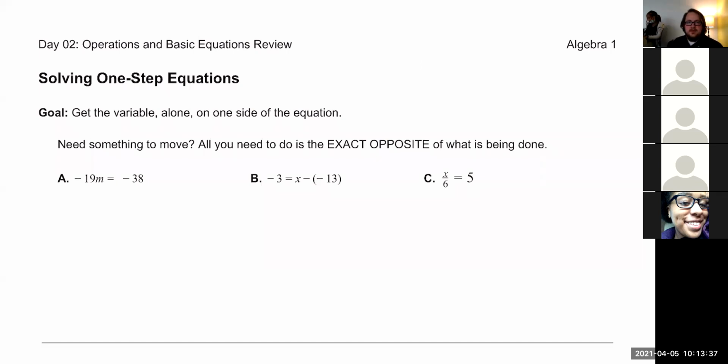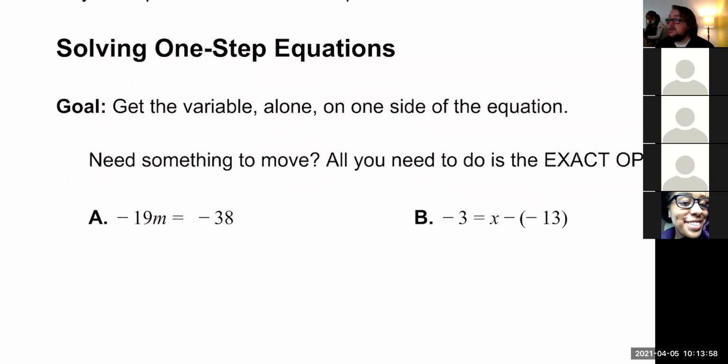So solving one-step equations, two-step equations, it could be 100 steps. I'm going to try to instill some habits now early on while we're crawling before tomorrow we start walking, and then in later units we're going to run through these problems because we've established these habits from the beginning. Now, when we say solve, we've got a goal. That goal, get the variable alone on one side of the equation. That's it. Variable needs to be by itself.